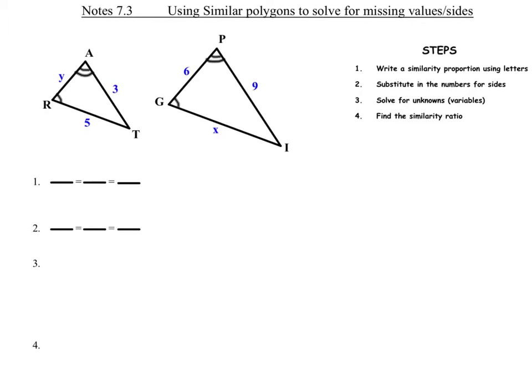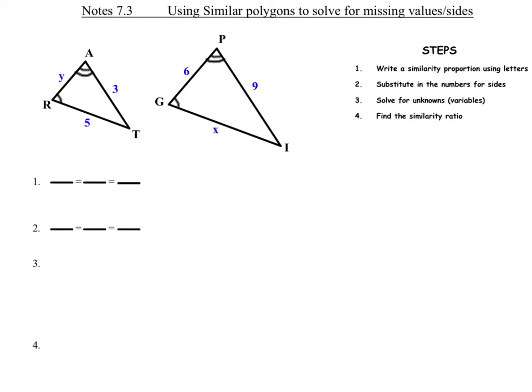Okay, today we're going to solve for the missing values and sides using similar polygons. Because they're similar polygons, it's not necessary for us to check everything. We're giving that to you. That is given. Technically, the first step here is to write a similarity proportion using the letters. Step number 1. For some of us, it may be easier if we write a similarity statement. So we will start there.